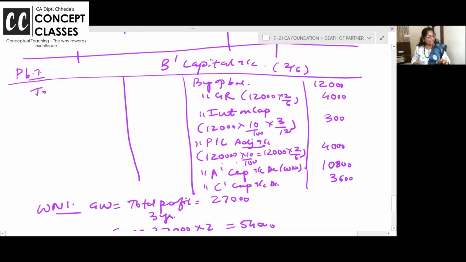Now it's time to pay to B's executor. See, have that checklist. Give capital, give reserves, give interest, give profit, give goodwill. These are the routine things. If there is a current account on the credit side, add. On the debit side, minus. Let's total: 12,000 plus 4,000 plus 300 plus 4,000.